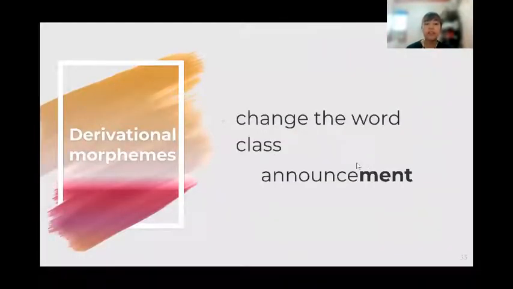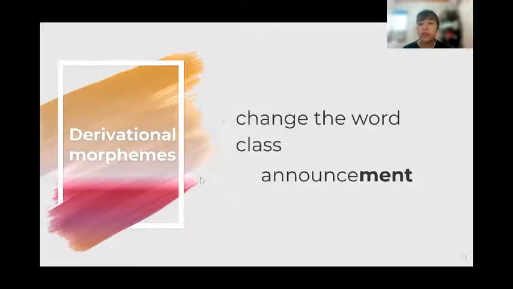Derivational morphemes, on the other hand, are somehow the opposite of inflectional morphemes. For inflectional morphemes, it does not change the word class or the part of speech. Derivational morphemes naman, when we use them, change the word class or part of speech.